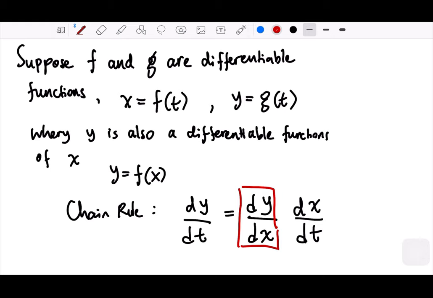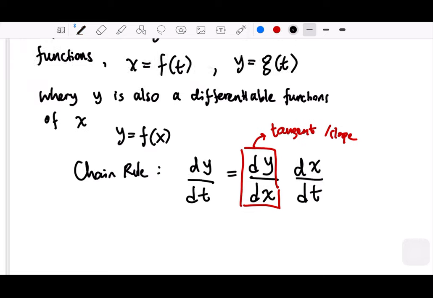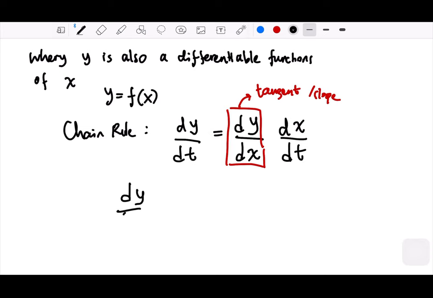Okay. This is the tangent or slope. Okay. So the tangent, we can write, this is dy over dt divided by dx over dt.